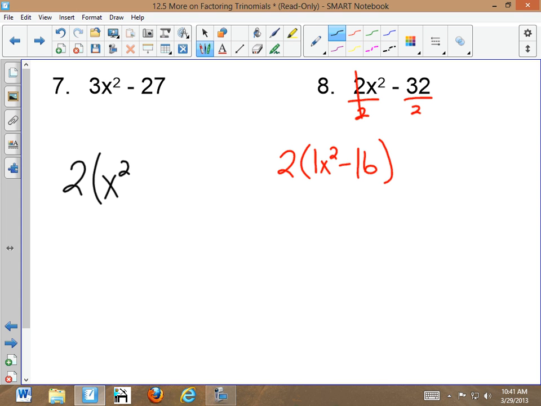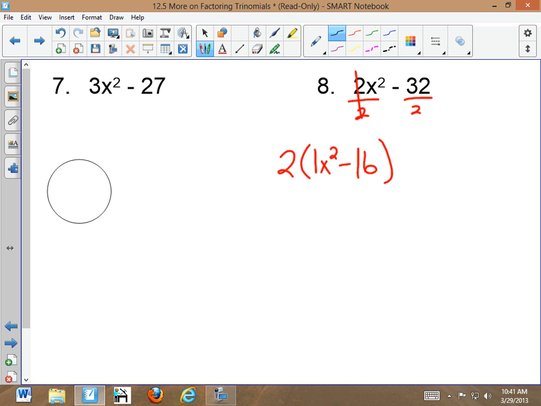Now I'm just going to go x squared plus 0x minus 16 because that's what's in the middle here. I have 0 x's. So what I need is 2 numbers that multiply to give me negative 16 but add up to 0.